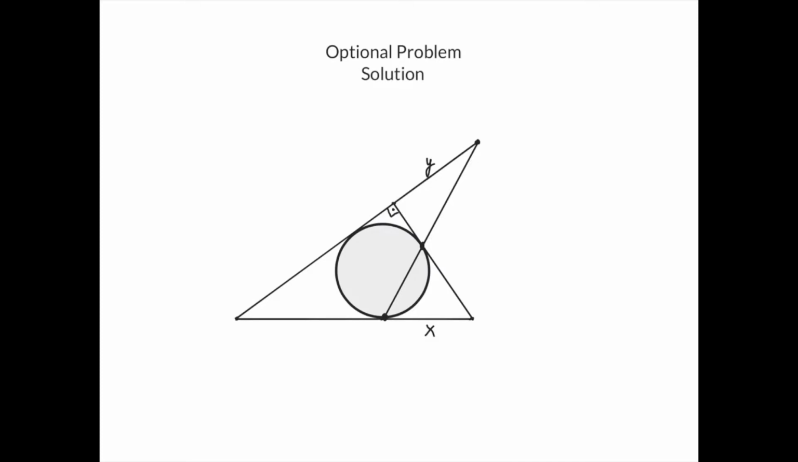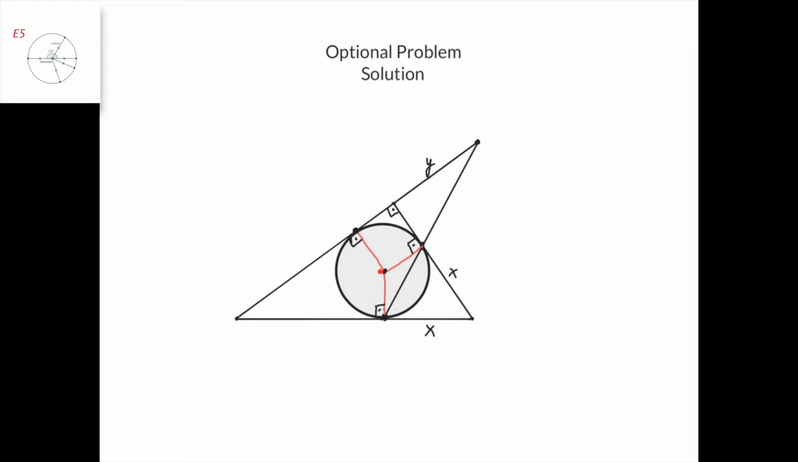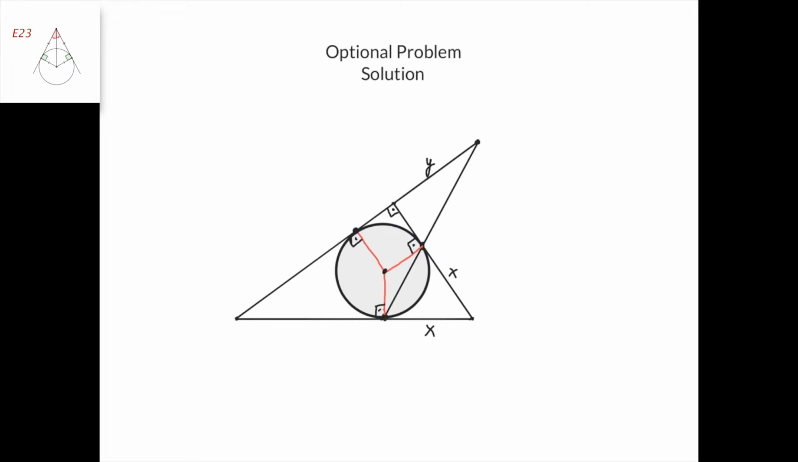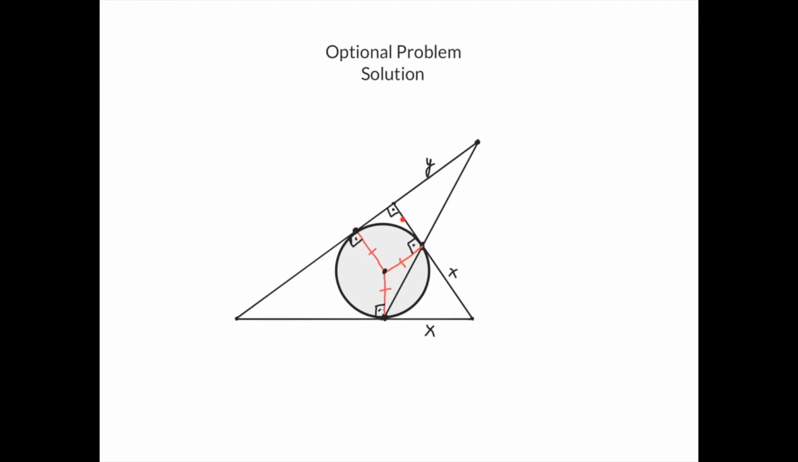And here's the solution. Let's connect the center of the circle with the 3 tangency points. Then we get that the 3 red segments are equal because these are radii in the circle, and that each of the red segments is perpendicular to one of the sides of the triangle because of the tangency. Furthermore, if this is x, then this is also x because these are tangent lines to the circle from the same point. We see that this quadrilateral has all right angles, and therefore it's a rectangle. And so this side equals this side, and this side equals this side. But these two sides are equal, and therefore this is a square.